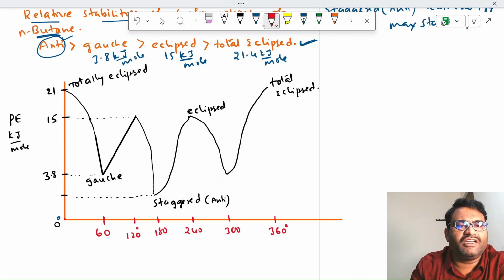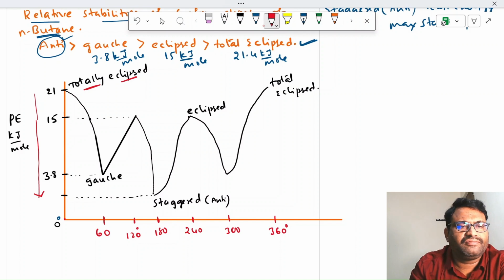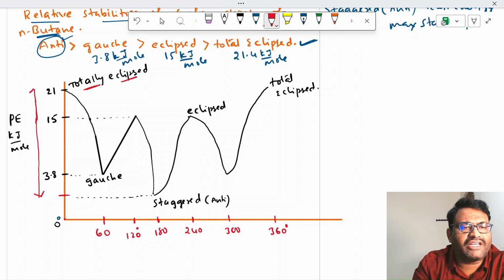When dihedral angle is 0, it is in totally eclipsed form. How much energy is greater than that of staggered? 21 kilojoules. This is the energy difference between staggered and totally eclipsed. 21. This is the angle.